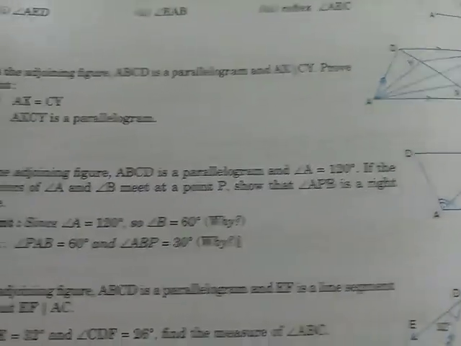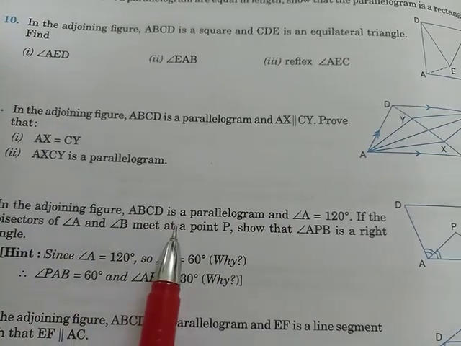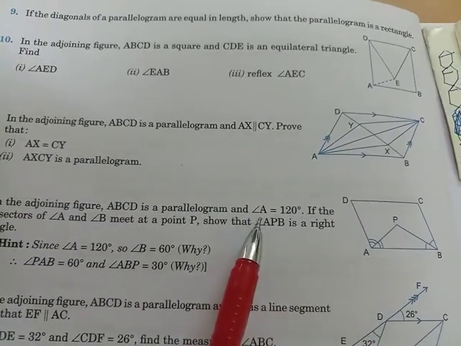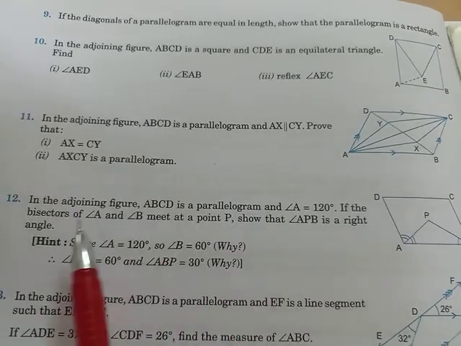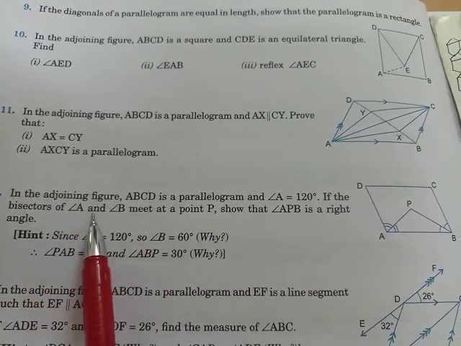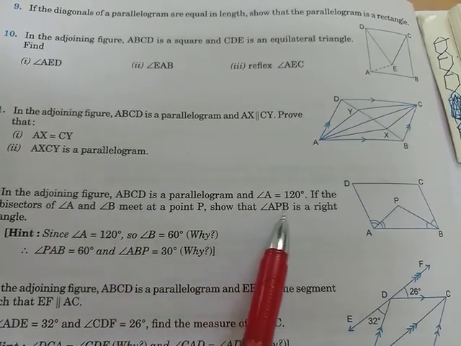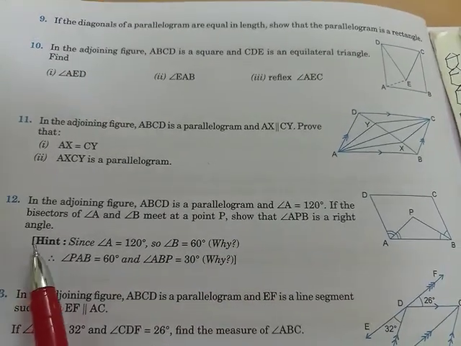Question number 12. They say, in the adjoining figure ABCD is a parallelogram. This is a parallelogram. Angle at A is 120 degrees. If the bisectors of angle A and angle B meet at point P, show that angle APB is a right angle.